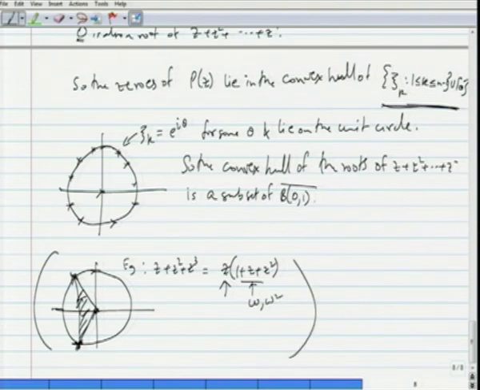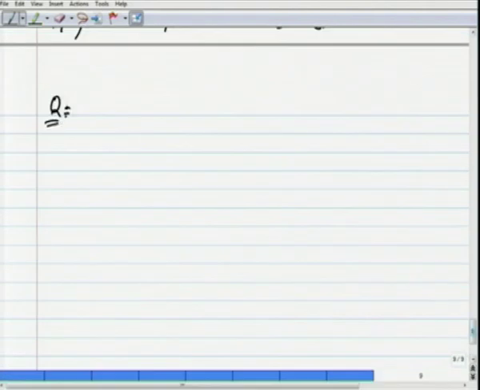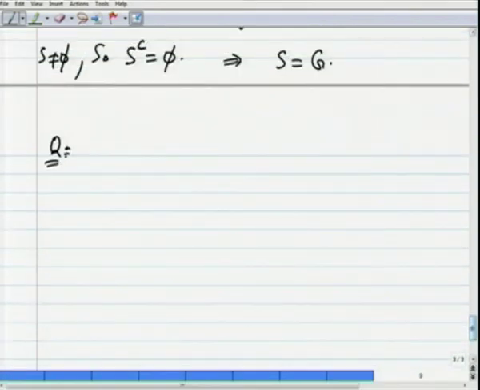Okay. So, likewise, you are going to get a subset of B bar 0 1, the closure of B01, okay, and that is the convex hull. Okay. So, the zeros of P of z, okay, definitely lie, okay, in B01 closure. Okay. So, that is a solution to this problem. These kind of questions are a standard.